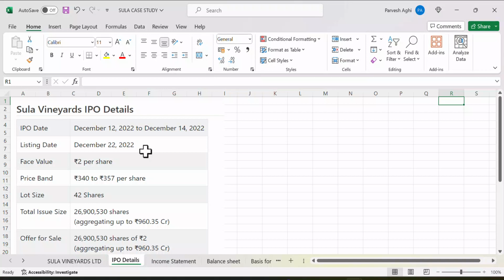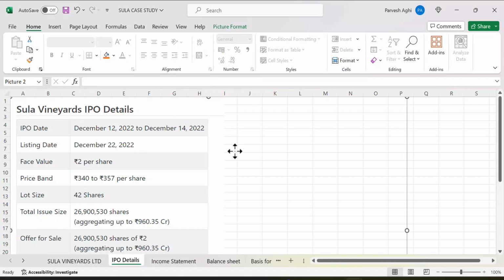Face value of the share was 2 rupees. Okay. And the price band which they decided was between 340 and 357. So this is the price band they offered to the public, between 340 and 357. And then the lot size is 42.